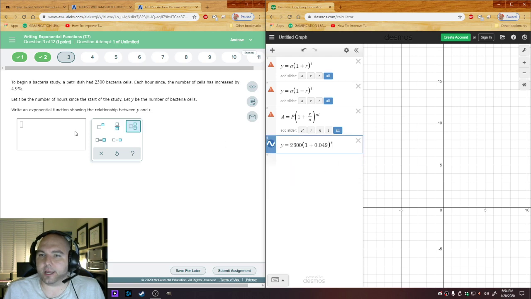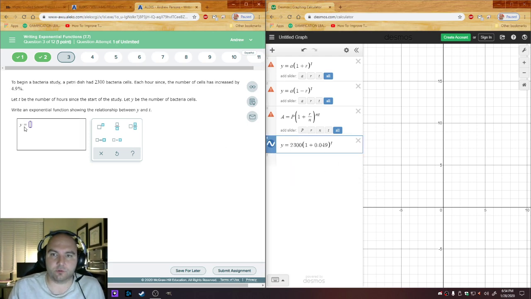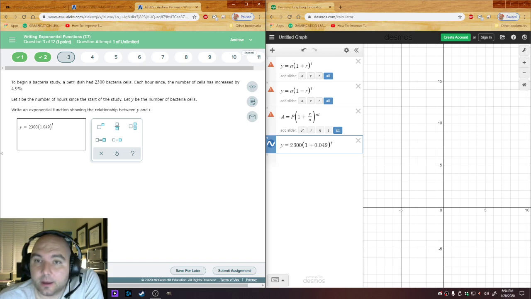All right, so there's my answer. When I go to write this in the actual form, I'm going to write 2,300. I'm not going to write 1 plus 0.049. I'm going to write 1.049, as if I added them together, because that is the proper thing to do, to the t, and that's it. Just putting it together.